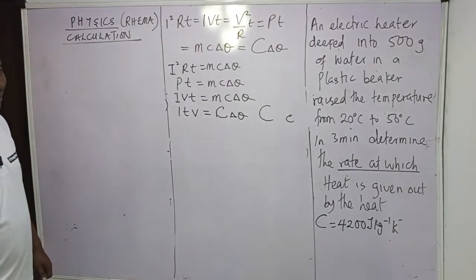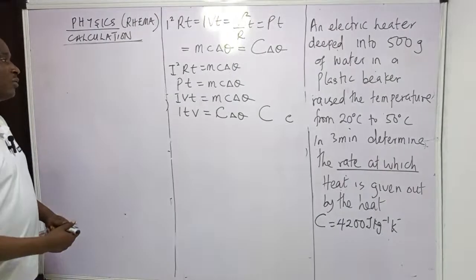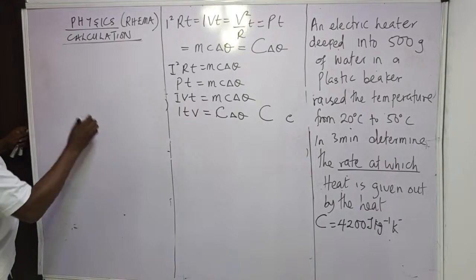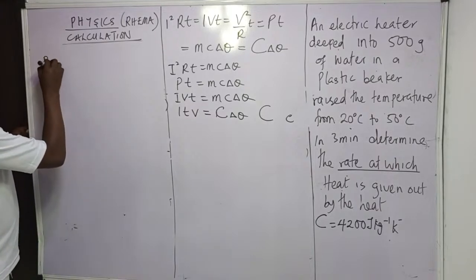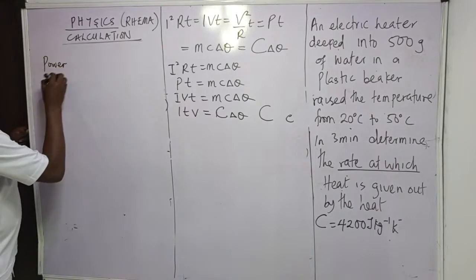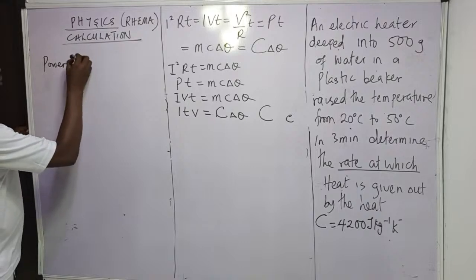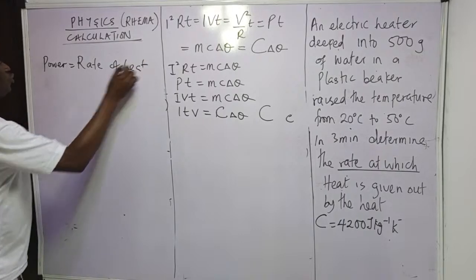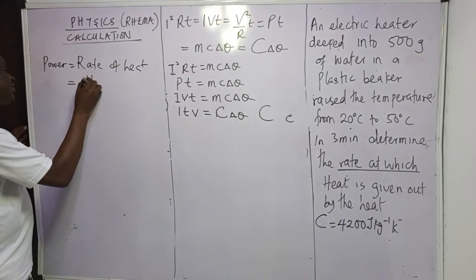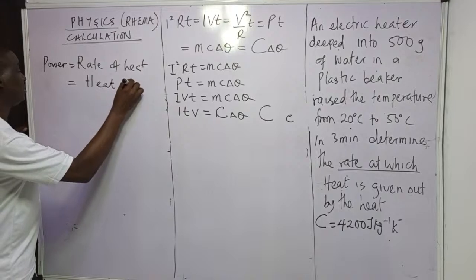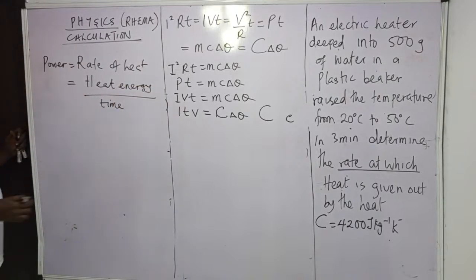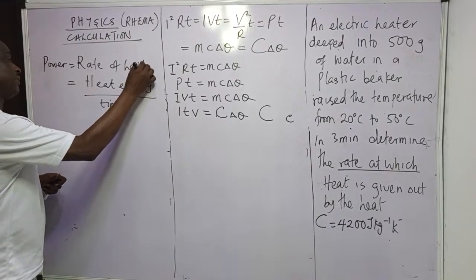Rate of charge is current. Rate of work is power. So that means rate of heat is also power. Power, or rate of heat, should be equal to heat energy divided by time. So this is the formula to use for that question: heat energy divided by time.